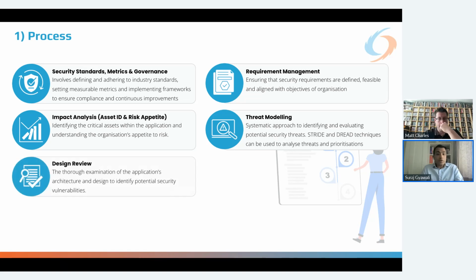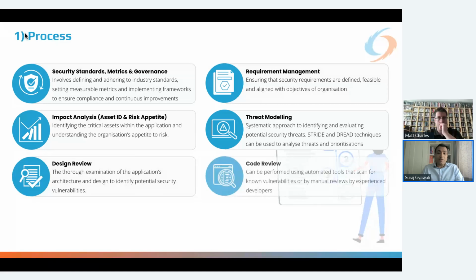Design review. Conducting design review involves thoroughly examining the application's architecture and design to identify potential security vulnerabilities. This process ensures that security considerations are integrated into the design, and that any potential weaknesses are addressed before implementation. Code review. The process can be performed using automated tools that scan for known vulnerabilities and manual reviews by experienced developers who can detect more complex issues and ensure adherence to security best practices.